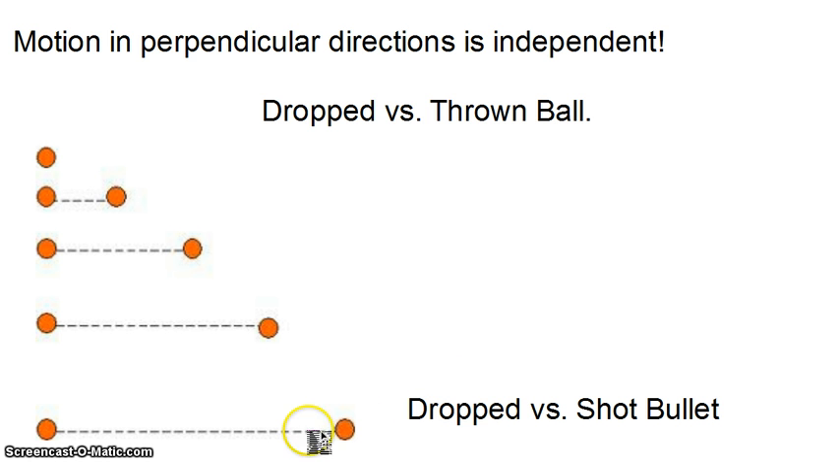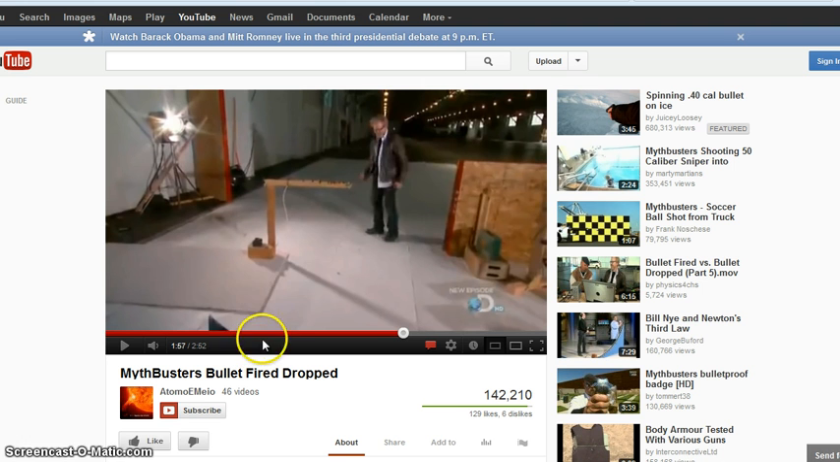There's an example from Mythbusters where they took a bullet and fired it downrange, and at the same time they dropped a bullet from this rig, and let's watch what happens.